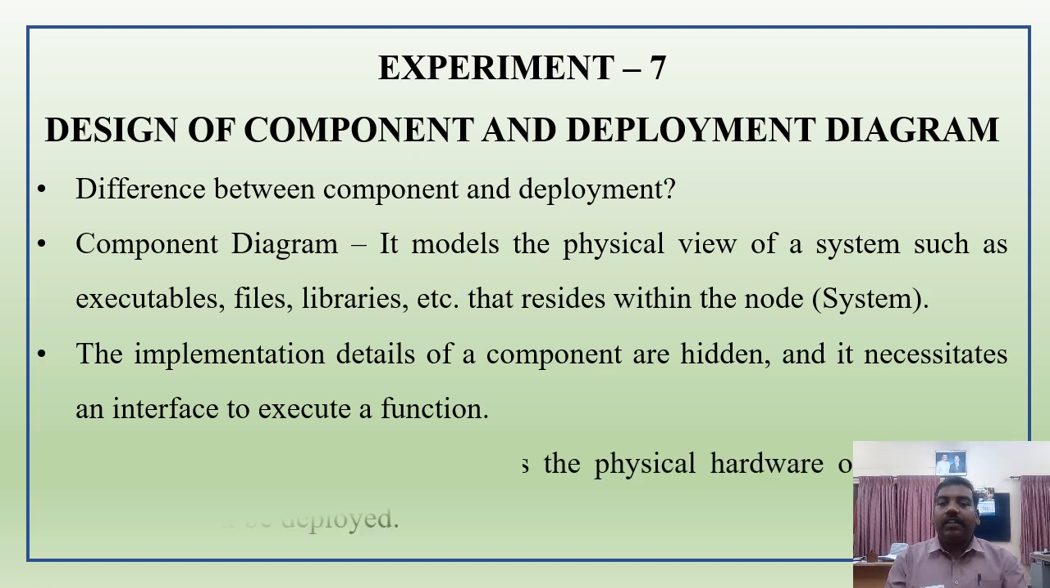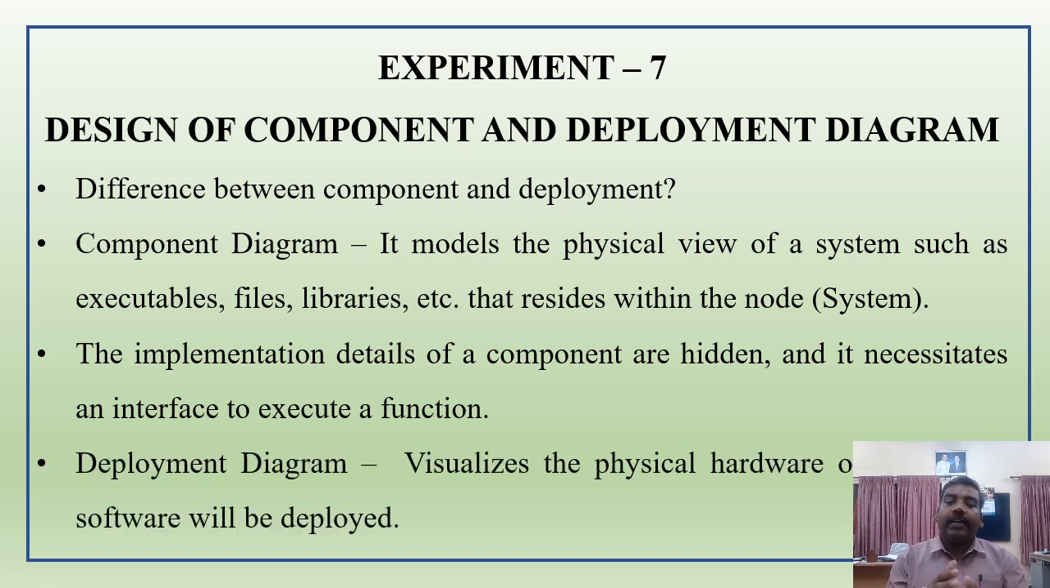Then the deployment diagram. The deployment diagram visualizes how the application runs on the physical hardware of that particular system. For example, if you take your own laptop, it is a physical hardware device. The software is your operating system: how your operating system is compatible, and how it is run on your laptop. That is the final stage of the deployment diagram.